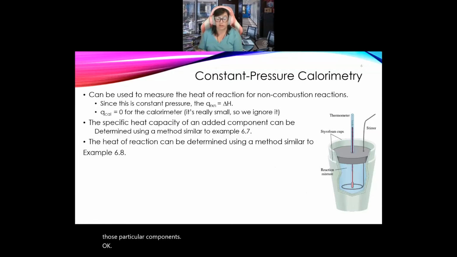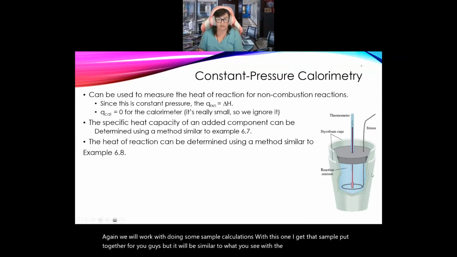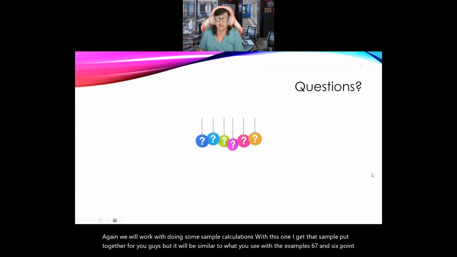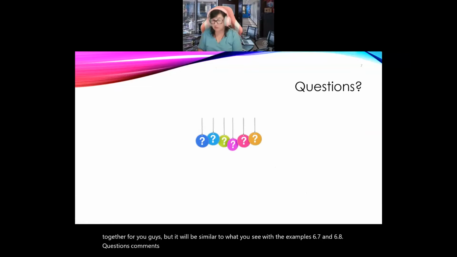Again, we will work with some sample calculations with this when I get that sample put together for you guys, but it will be similar to what you see with examples 6.7 and 6.8. Questions, comments, problems? Hopefully not. I'm sure you probably don't at this point, but you may eventually. And if you do, please let me know.